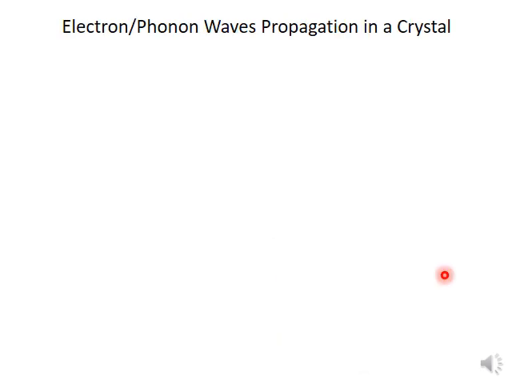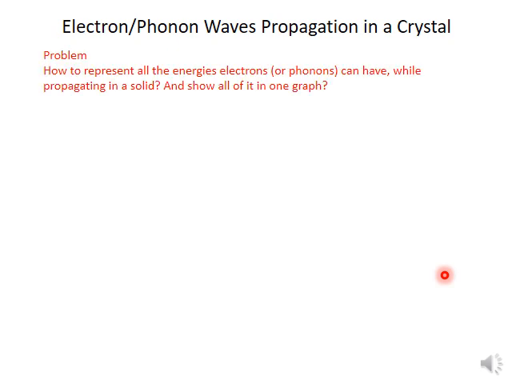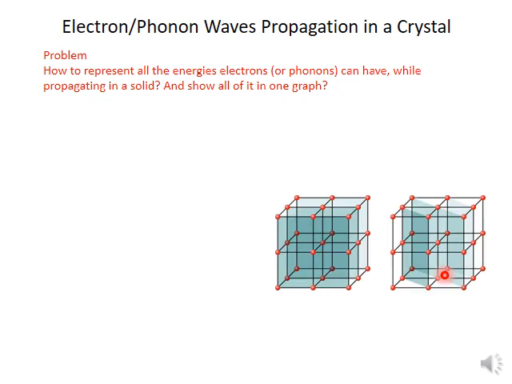So to state the exact nature of the problem we're going to discuss in this lecture: if you consider electrons and phonons as waves, and those electrons and phonons can move in different directions in a crystal, the question is, can we plot all the possible energies these electrons and phonons can have while propagating in different directions in a crystal? And is it possible to draw all those different energies which are possible in a crystal in one graph? So that's the nature of the problem.